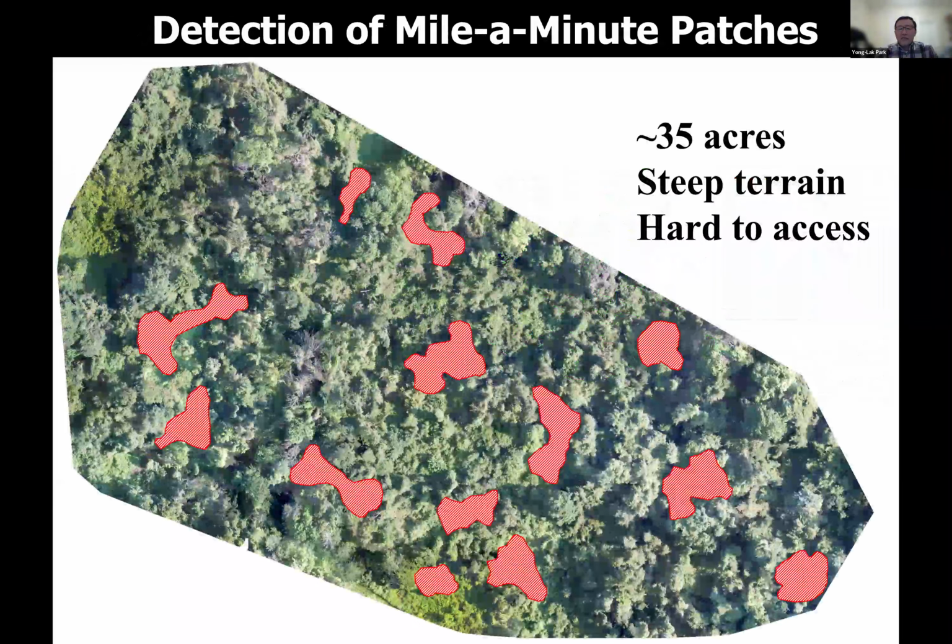So this is one example. This is about 14 hectares. It is very steep terrain, and a human cannot go there because it is very hard to access. However, we could find the mile-a-minute in this area because we flew a drone at less than 25 meters and put all the images together. So think about it: now we know where the invasive species are, in a place where a human cannot go. And what can we do? We know there are invasive plants, but we cannot go there and remove them.